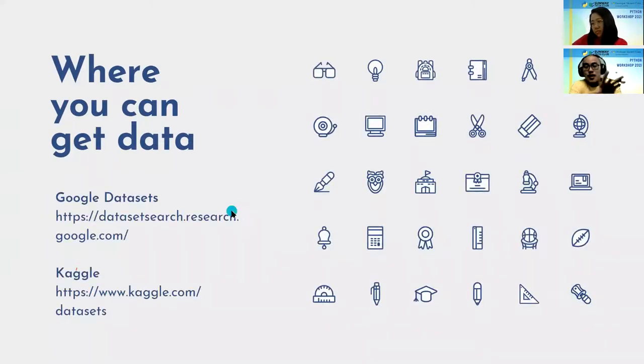Other places where you can get data, you could try out these two sites. If you want, you could screenshot. You've got Google Datasets, rich material, Kaggle, a lot of user-contributed data, also good stuff. And open source. So you can use it for your machine learning projects, and you can test it out using the models.